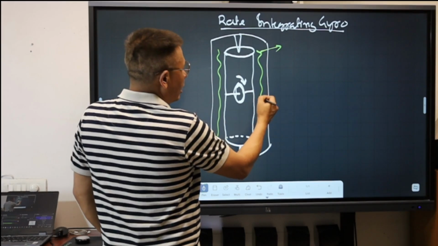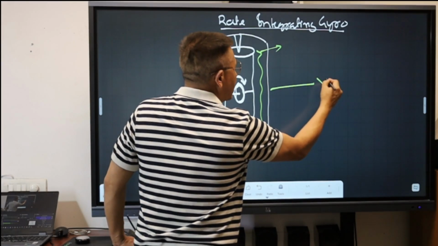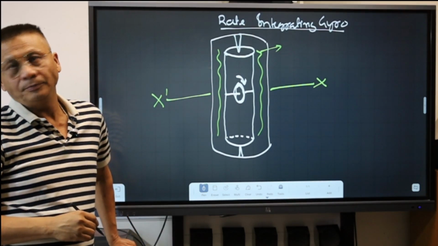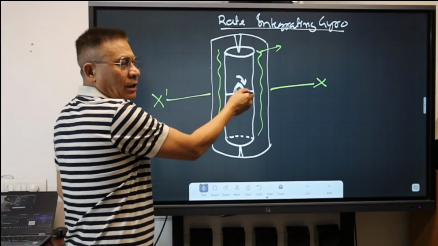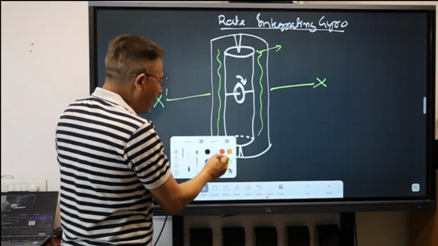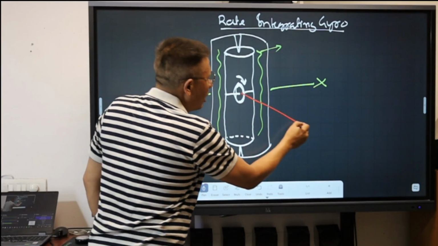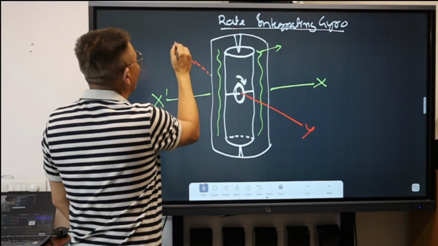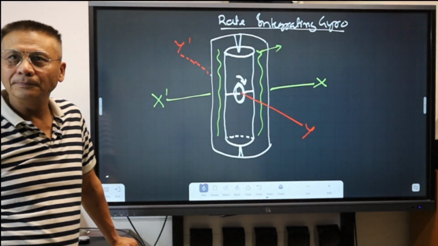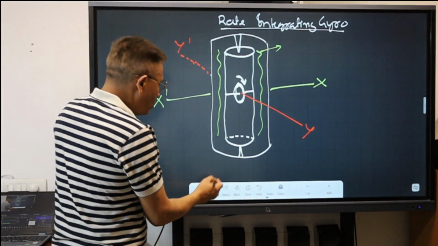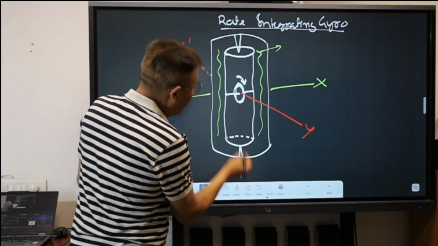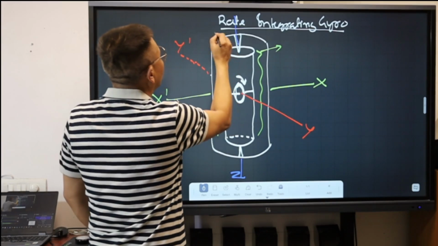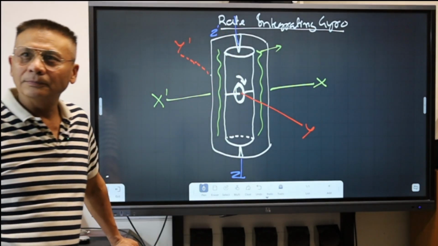The axis where the spin axis lies is what we call the X and the X dash axis. And the direction which is 90 degrees to the spin axis is what we call the Y and the Y dash axis. And the direction which is in the vertical axis is what we call the Z and the Z dash axis. Right?